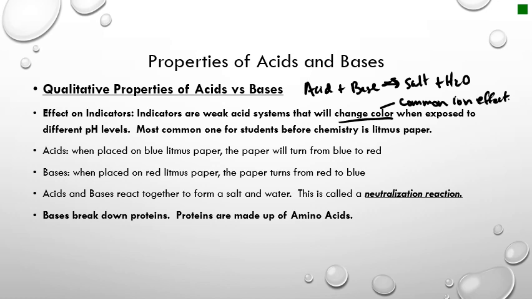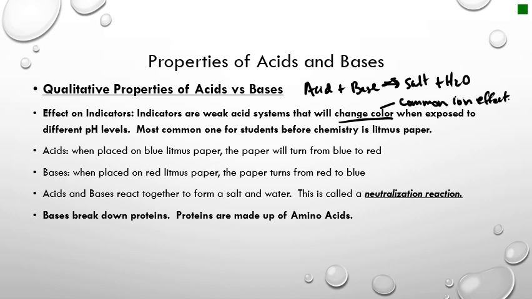You guys would probably remember that when you take blue litmus paper and stick it into an acid, the paper will turn from blue to red. So acids will turn red. Bases, when you take red litmus paper and place it in solution, the paper will turn from red to blue. So bases turn blue, so just remember that the B's go together. Bases turn blue, and the acids will turn red.